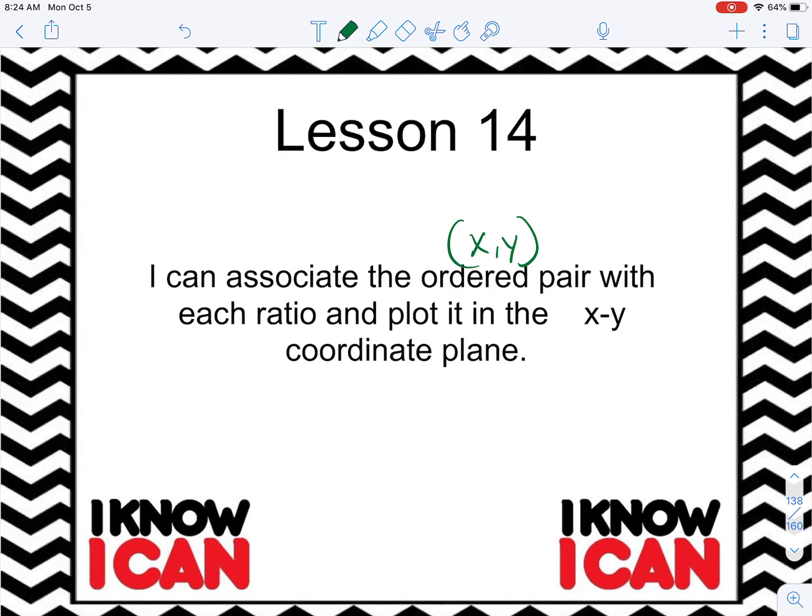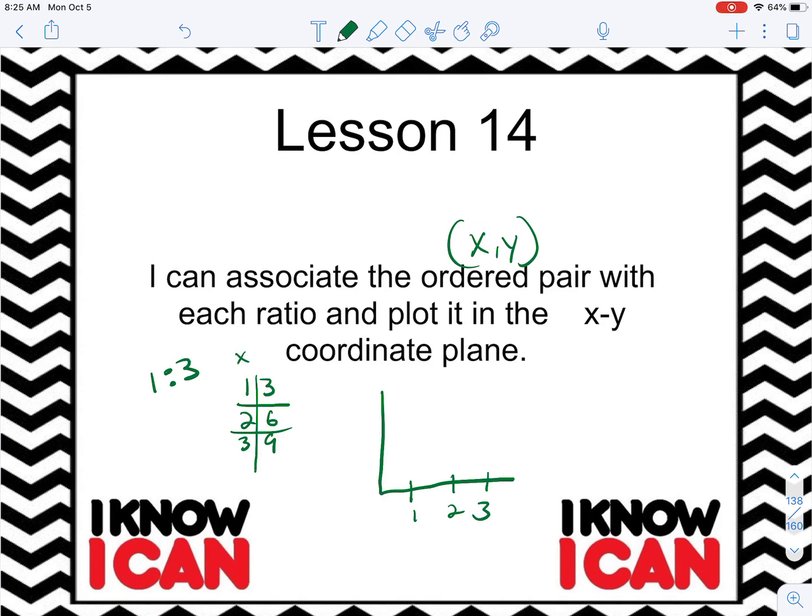For example, we're going to have a coordinate plane that looks like this. Say I have a ratio of 1 to 3. I complete my ratio table, 2 to 6 and 3 to 9. I'm only going to go three rows. I'm going to plot my points, 1, 2, 3.